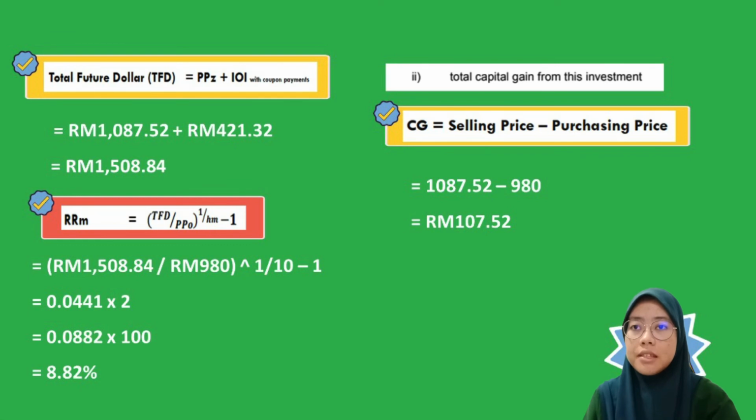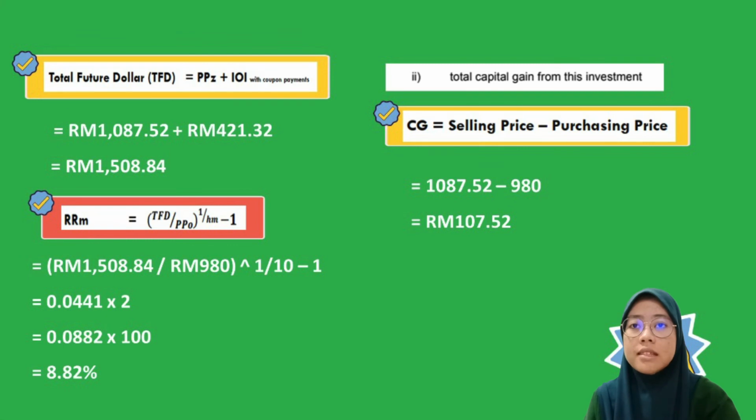The last step is step 4, in which we need to do what the question wants, which is the annualized annual return, using the formula of RR equals total future dollar over purchasing price to the power of 1 over N, minus 1. Key in the numbers from the total future dollar and purchase price that we have calculated before. So you will get RM1508.84 divided by RM980 to the power of 1 over 10, minus 1. Thus, the annual return that you will get is 0.441.